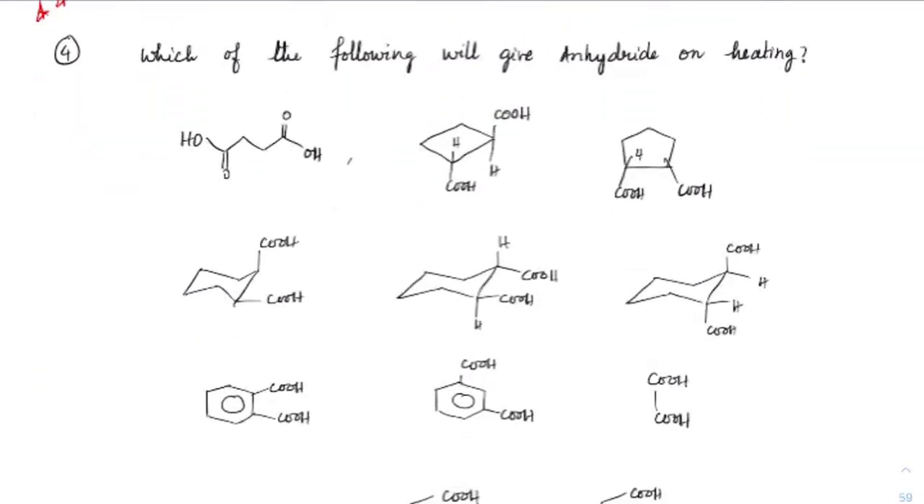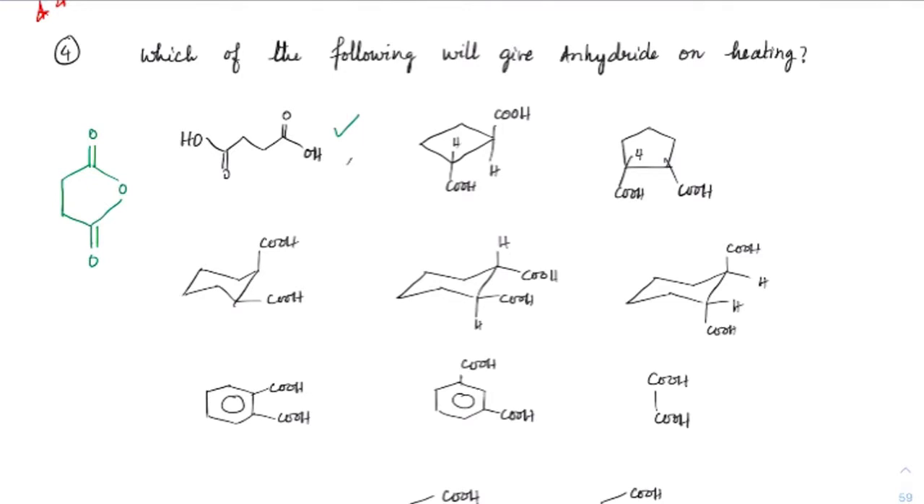Next one. Which of the following dicarboxylic acids will give an anhydride on heating? Okay, right. So check this out. We have 1, 2, 3, 4 carbons. When you have 4 carbons, this is succinic acid, which can give a 5-membered ring. So a 5-membered ring is always preferred, right? A 5 or 6-membered ring is preferred. Therefore, it would go for dehydration, making succinic anhydride. So yes, this would definitely give the anhydride form.